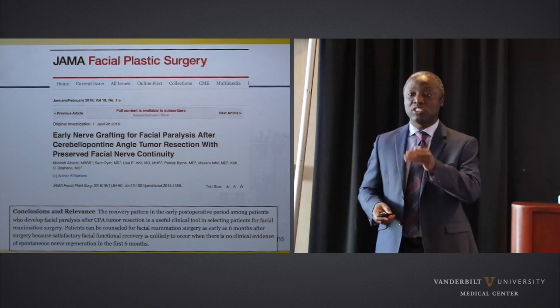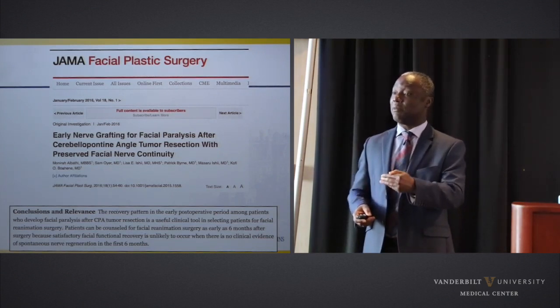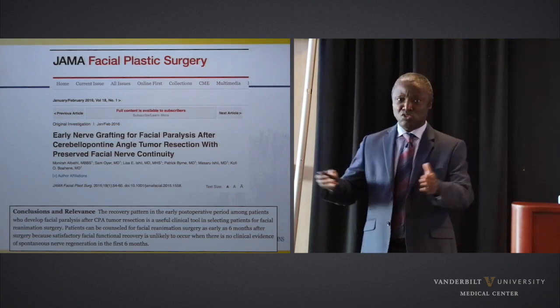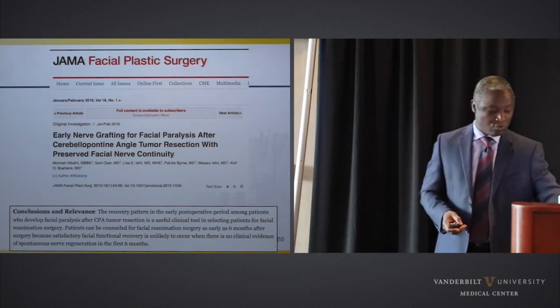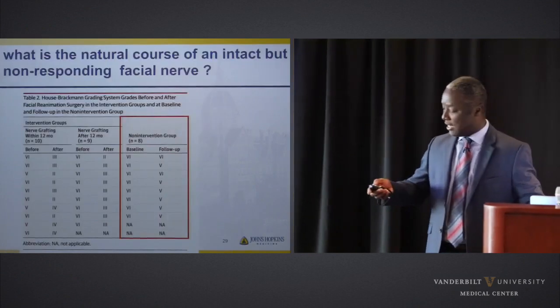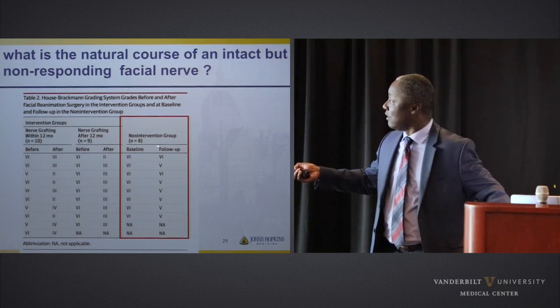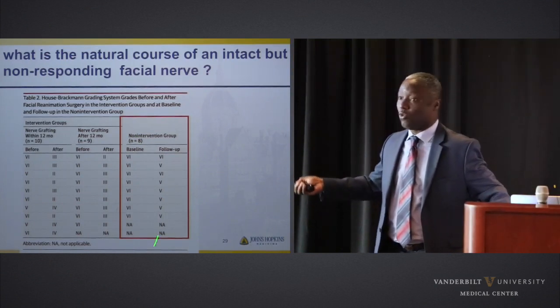Now, I'm trying to push the envelope. If I can determine your outcome in 6 months, can I determine it in 3 months to really shorten the duration of your paralysis? So that's the summary of the paper that we wrote. Again, you look at this column, these eight patients who asked for no intervention, you can see they made no improvement.